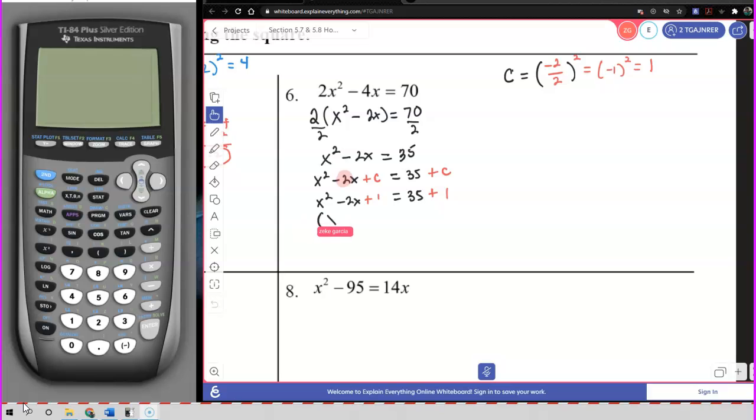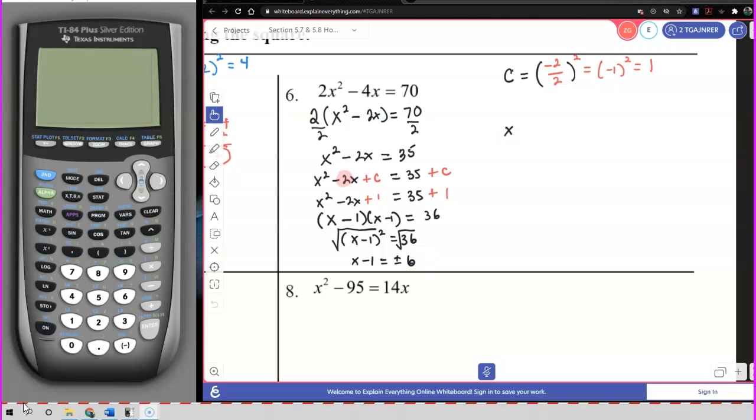And this, remember, is x minus 1. x minus 1 is equal to 36. And we notice that we have x minus 1 and x minus 1, so this will be x minus 1 squared equals 36. So we're going to go ahead and find the square root of the left side, square root of the right side. So we have x minus 1 is equal to plus or minus the square root of 36, which is 6.